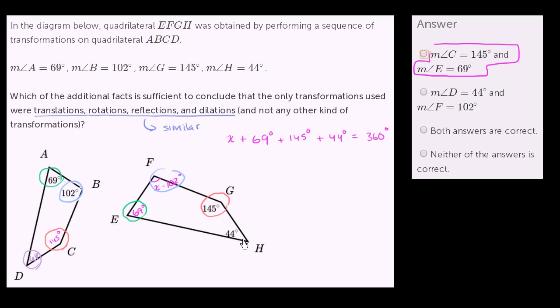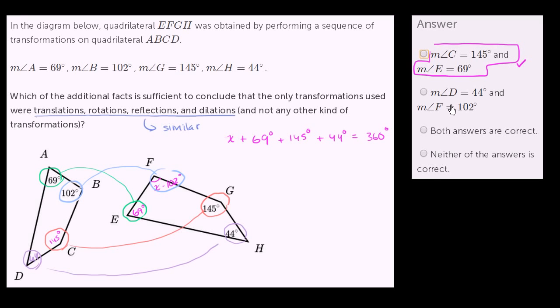So you have 2 quadrilaterals where all of these angles are congruent to each other. So if you have these 2 shapes and all the corresponding angles are congruent to each other, then you know that they are similar. And if you know that they are similar, you know that you can go from one to another purely through some combination of translations, which is really just shifting it in 2 dimensions, rotating it around some points, reflecting it, which you can think of as flipping it over around some line, and dilations, which is scaling it up or down. So the first one is definitely good.